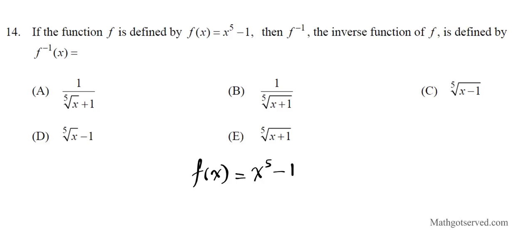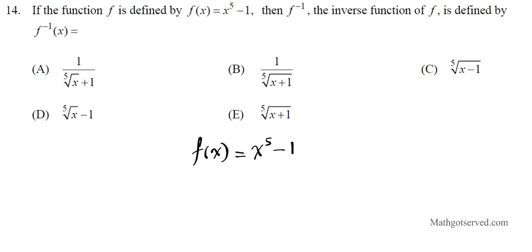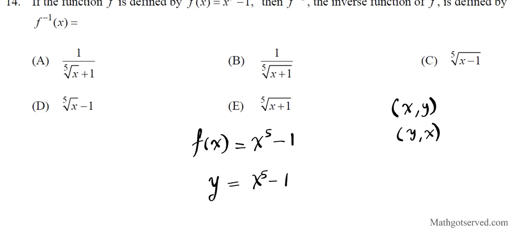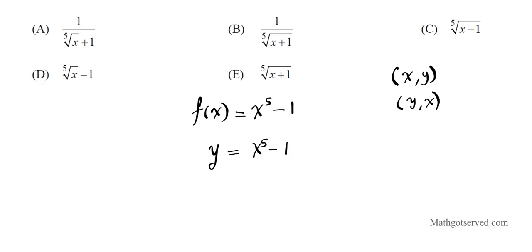So for symbolic convenience, I'm going to replace my f of x with y. Remember, y equals f of x. It's easier to switch it this way. So y equals x to the fifth minus 1. And remember, when you're taking the inverse, xy becomes yx, right? So what I'm going to do here is switch the x and the y's, all right? That's how you find the inverse. So you're going to have x equals y to the fifth minus 1. All right, let's solve this for y.